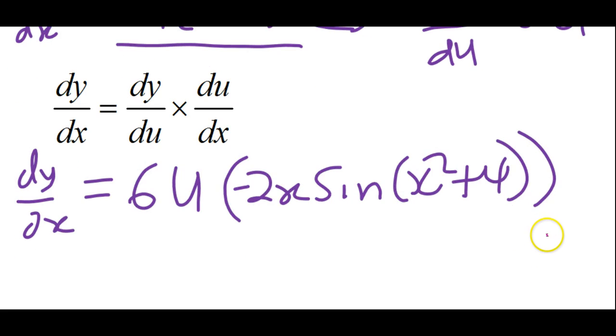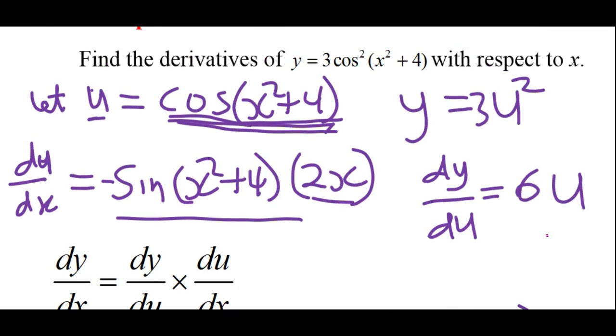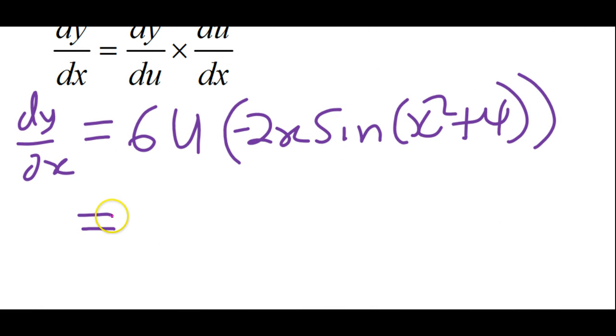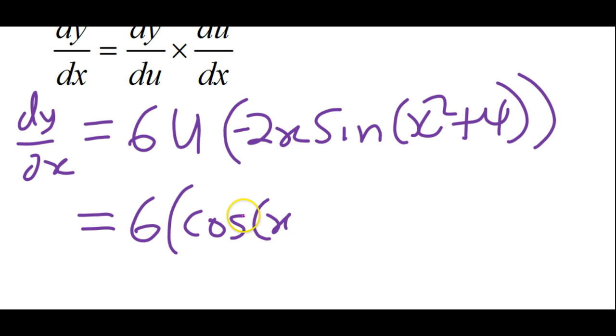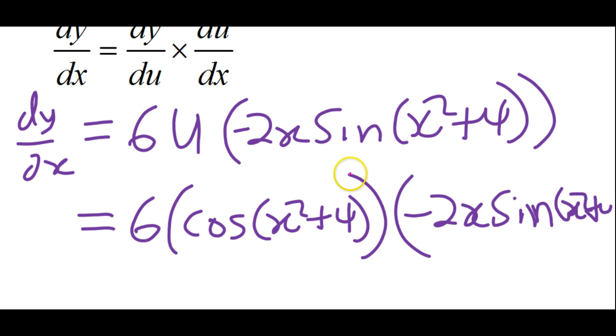Then doing back substitution, what is my u? The u originally we said is the same as cos of s squared plus 4. So for back substitution, we can say this is 6 times cos of s squared plus 4, then times negative 2x sine of s squared plus 4.